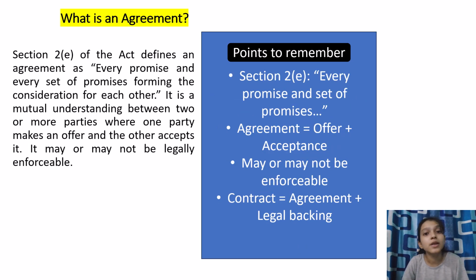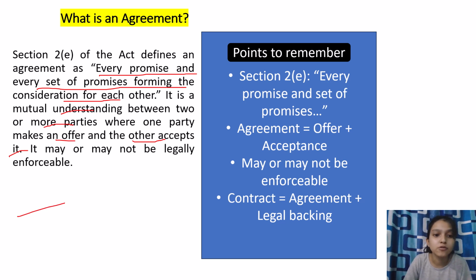Now let's move into what is an agreement. Section 2(e) of the Act defines agreement as every promise and every set of promises forming the consideration for each other, because they have mutually talked about offering something and the other person accepted it, and that also makes an agreement. It is a mutual understanding between two or more parties where one party makes an offer and the other accepts it. So here also offer and acceptance has to be there. It may or may not be legally enforceable, but all agreements are not contracts. They are not enforceable by law.